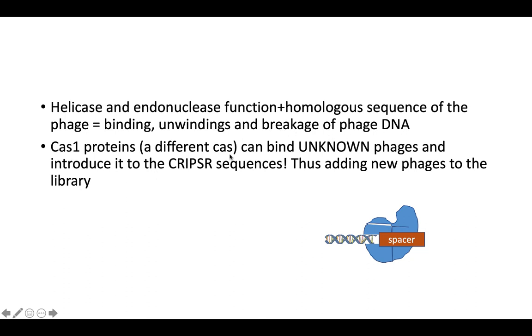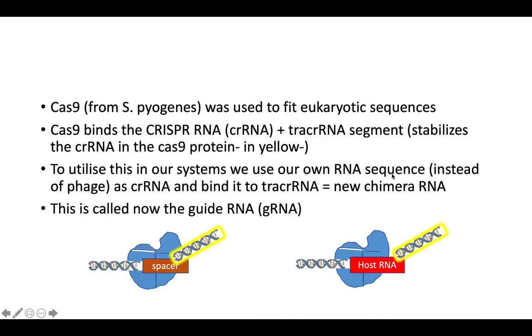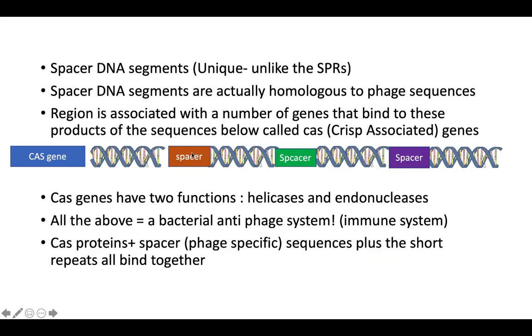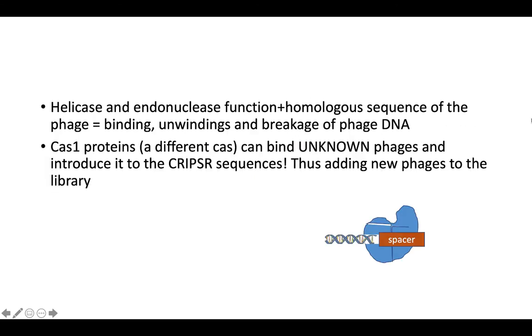هلا إذا أنا ما عمري شفت هالفيج من قبل, من وين بيجيبوا السبيسر سيكونسز؟ من وين بيعرفوهم؟ So they have another protein called Cas1 which binds unknown phages, unknown sequences, and then goes and puts them here. تروح تحطهم هون. كل ما تشوف فيج جديد بحط السيكونس تبعه هون عشان next time it will be able to use it and make the Cas gene, or even next time, as long as the DNA survives, it will go to the next cell. So this is like an immune system for the past infections of different phages.